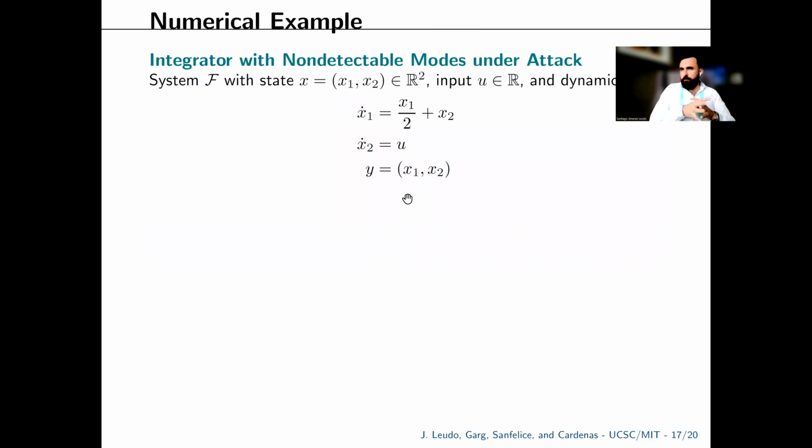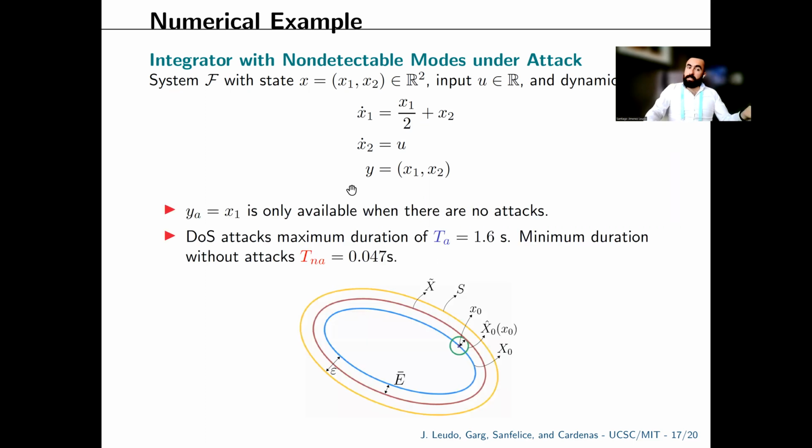and we are ready to present an example in which we have a system as a modified double integrator in which the state is x1 and x2, but we include an extra term in the dynamics of x1, and the output y allows us to measure both of the states, but the state x1 is only available when there are no attacks. So the goal, again, is to render the yellow set forward invariant, or all the trajectories to remain inside of S at all times.